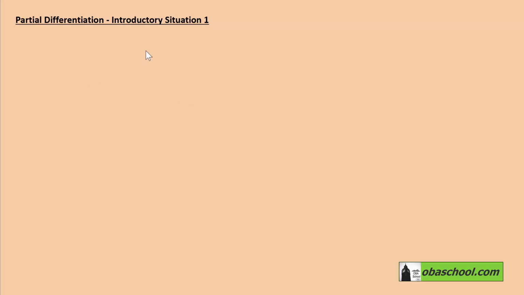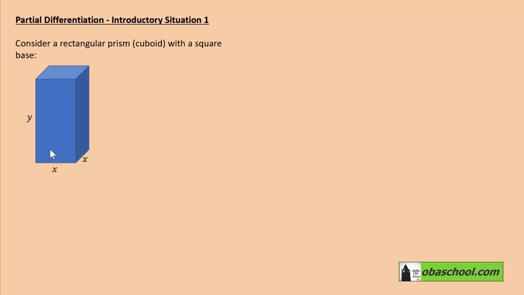Partial differentiation, introductory situation 1. Consider a rectangular prism or cuboid with a square base. We can see that this rectangular prism has a base which is x by x and a height of y. So V is equal to x squared times y. So V is a function of x and y if x and y are allowed to vary independently.